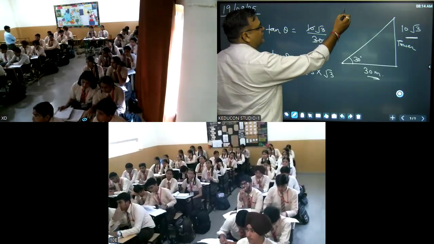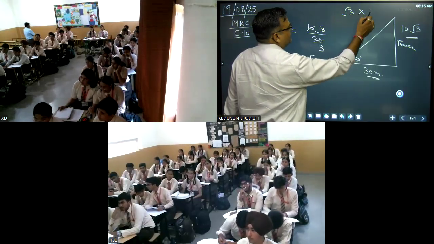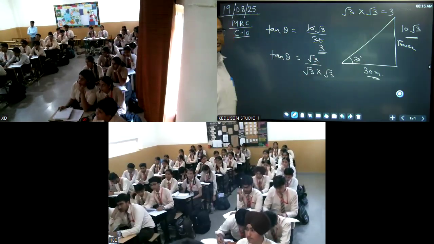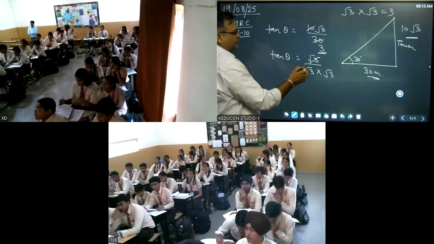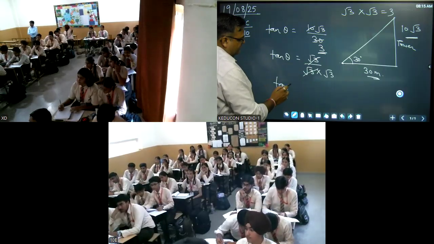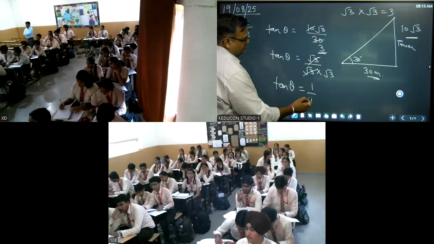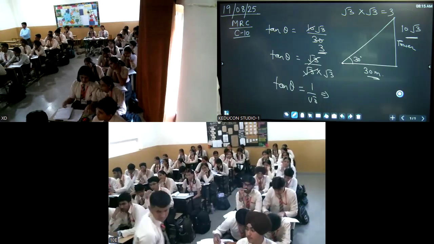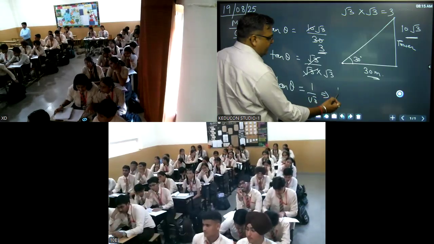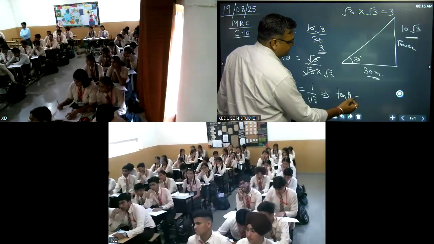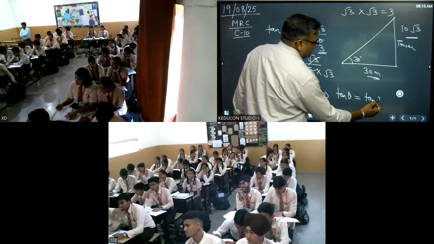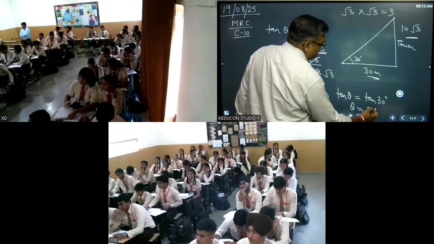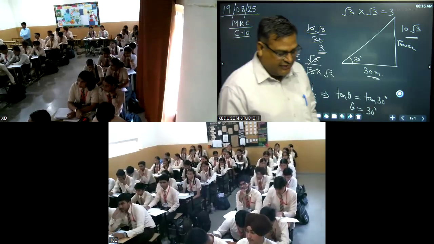Root 3 into root 3 can be written as 3. So this 3 I have written as root 3 into root 3. So one root 3 will cancel out and tan theta equals 1 by root 3. So what will theta be from here? The value of tan 1 by root 3 is at tan 30 degree. So theta is 30 degree. Therefore this information is true, means assertion is true.